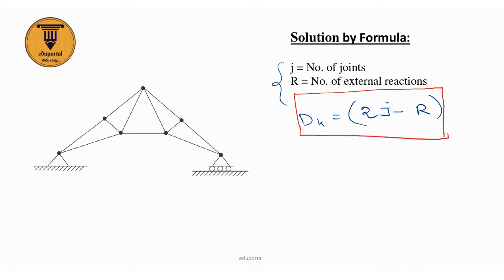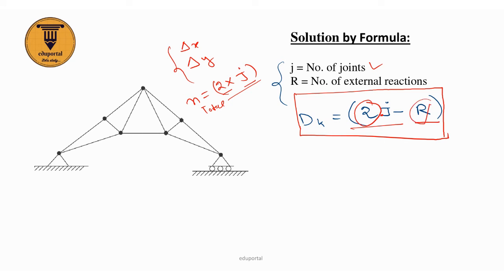So j is equal to the number of joints, so 2 into j. Why 2? Because it has two independent displacement components, so that's why this 2 comes. So total independent displacement components n total is equal to 2 into j. Number of joints, each joint has two independent displacement components, that's why 2, and the total number of external reactions is r. So this is equal to n minus r that we had derived previously.